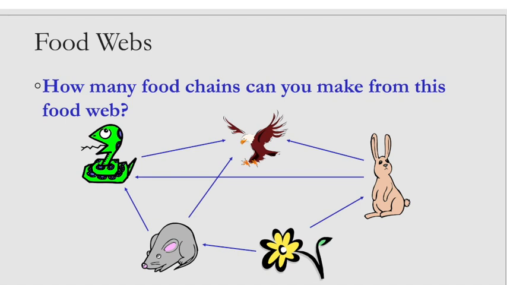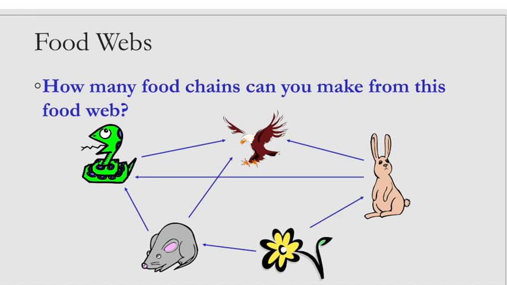Herbivore. Very good. Why? Because yes, it does. It only eats plants. Because when we look at the food chain, the arrow represents the flow of energy. And we see that the energy is flowing from the flower to the rabbit or to the mouse.